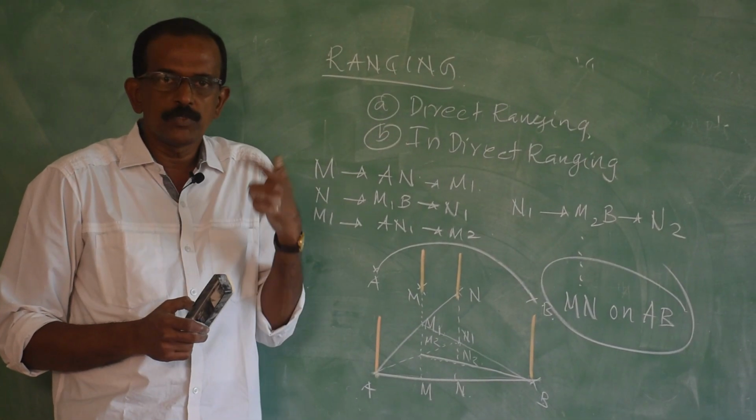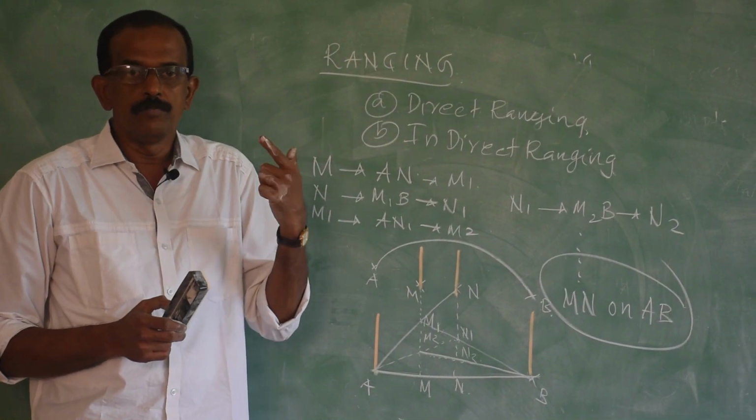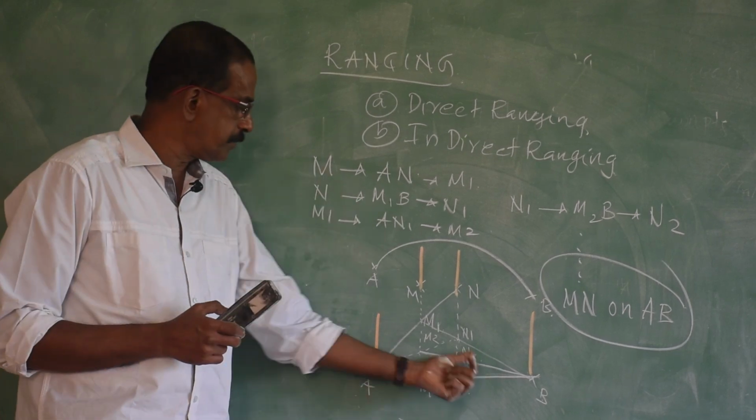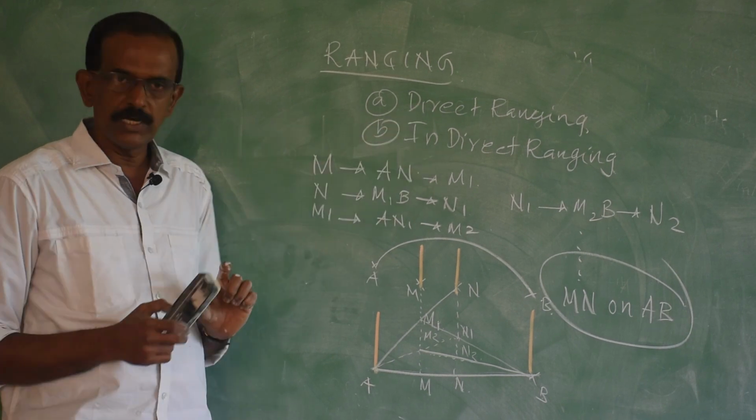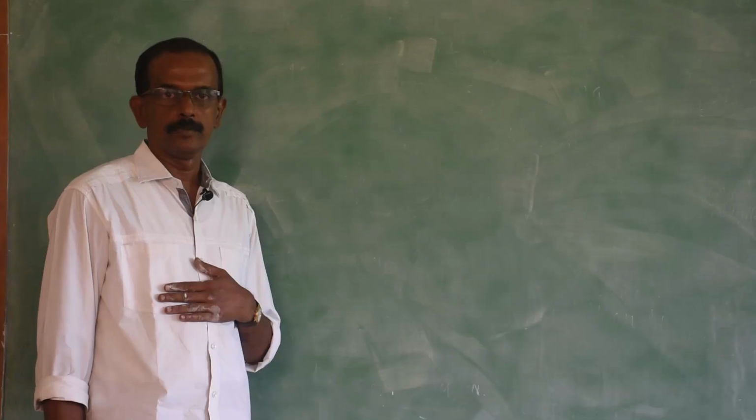So, indirect ranging is adopted if the points are not visible. To mark intermediate points, if the points are not visible, indirect ranging is adopted. If the points are visible to each other, direct ranging is used.